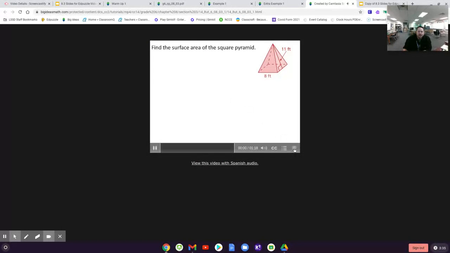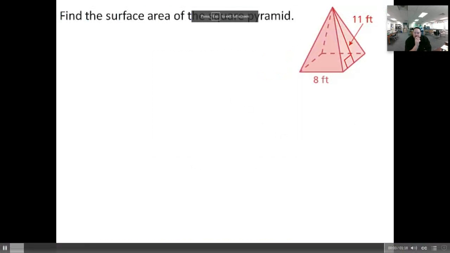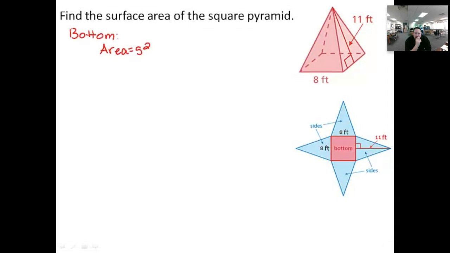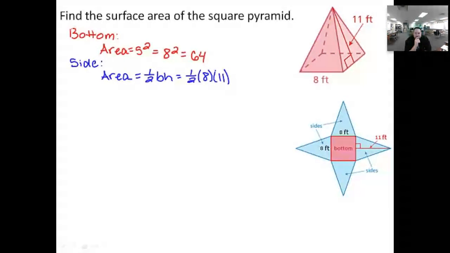So here we go. You can see from the net that the length of a side of the bottom is 8, so the area is 8 squared, or 64. The sides are triangles. The area of a triangle is 1/2 base times height. You can see from the net that the base of a side is 8 and the height of a side is 11. So the area of a side is 1/2 times 8 times 11, which equals 1/2 times 88, or 44. Because all of the sides have the same dimensions, they have the same area. So the area of each side is 44.